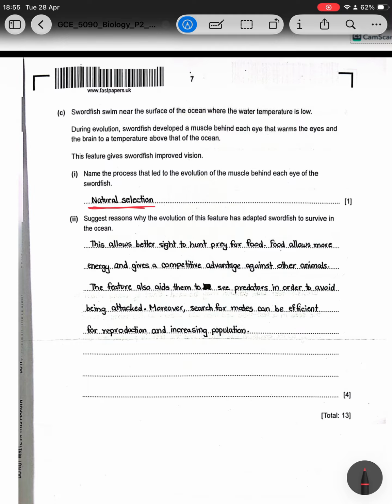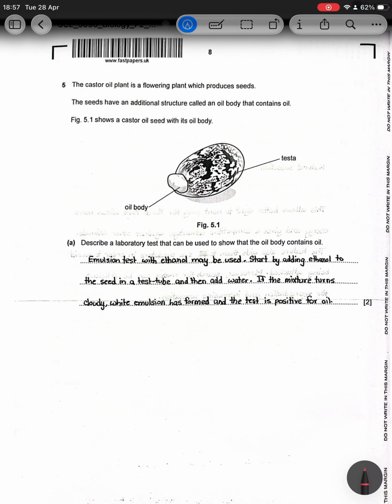Moreover, the search for mates can be efficient for reproduction and increasing population. So like I previously mentioned, a better quality, a more evolved quality in a certain animal can make it better for them in finding mates, so that these good qualities can be passed on.